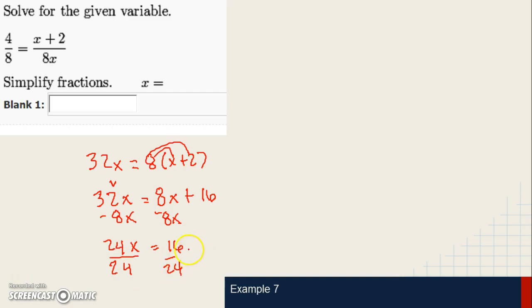And I have x equals 16 over 24. I know that 4 goes into 16 and 4 also goes into 24. Actually, there's a larger number that I can divide them both evenly by. It's 8. 8 goes into both of these numbers evenly, so I'm going to divide them both by 8 to simplify the fraction. 16 divided by 8 is 2, and 24 divided by 8 is 3. So this fraction in its simplest form is 2 over 3.